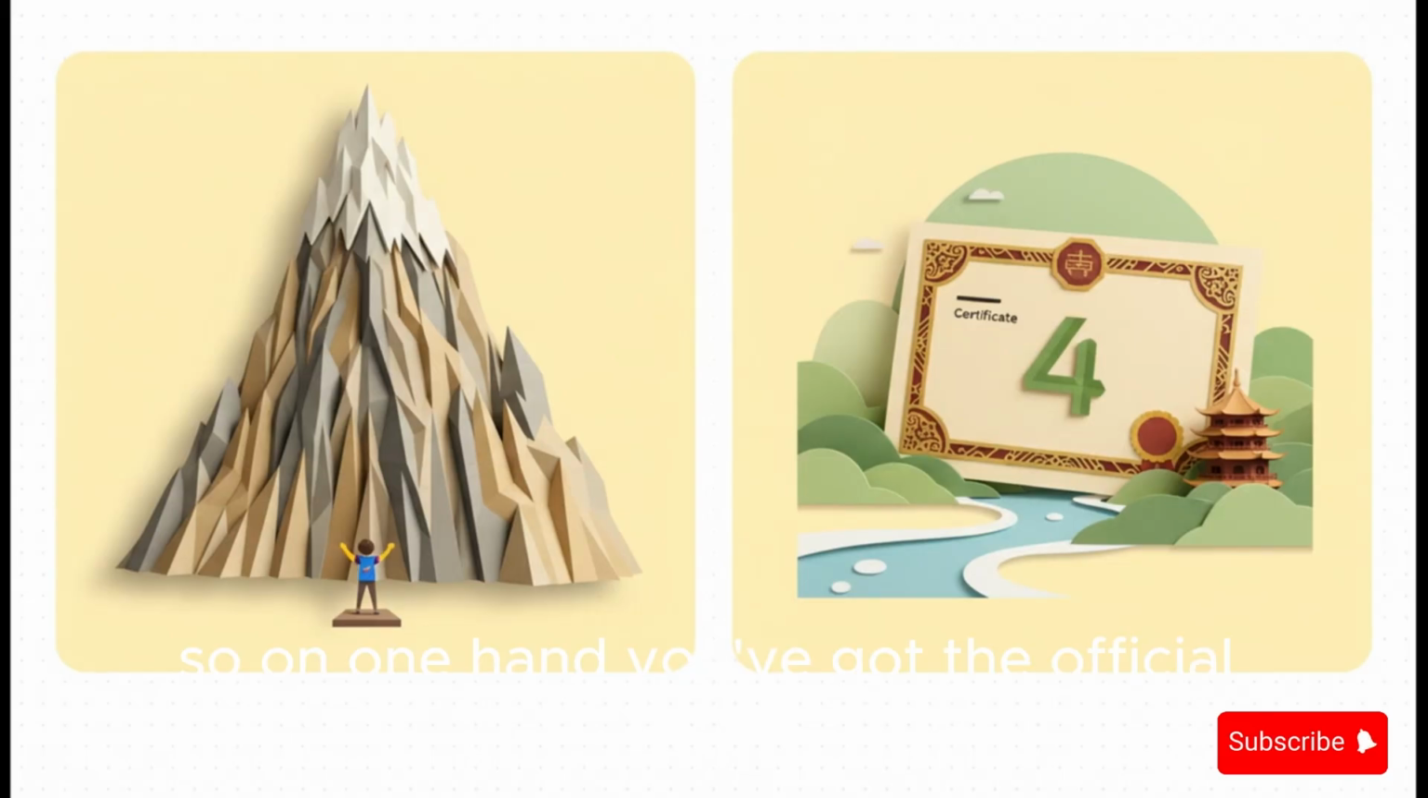So, on one hand, you've got the official word. The U.S. Foreign Service Institute literally calls Mandarin a Category 5 language. That's the hardest possible tier for English speakers. But on the other hand, we have this incredible result, passing the HSK4 exam in only 6 months. And just so you know, that's the test that proves you can talk about a whole range of topics with native speakers. So the big question is, how on earth is that even possible?